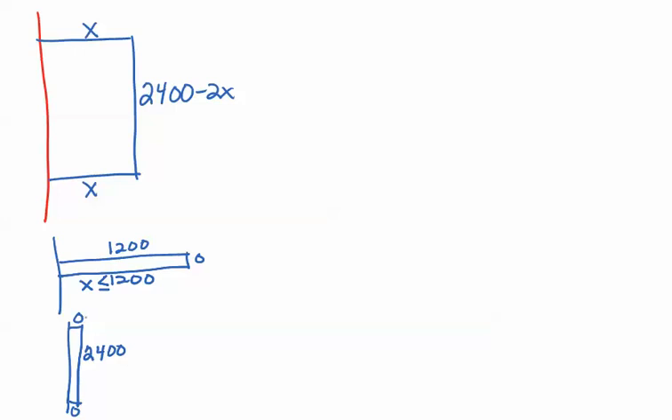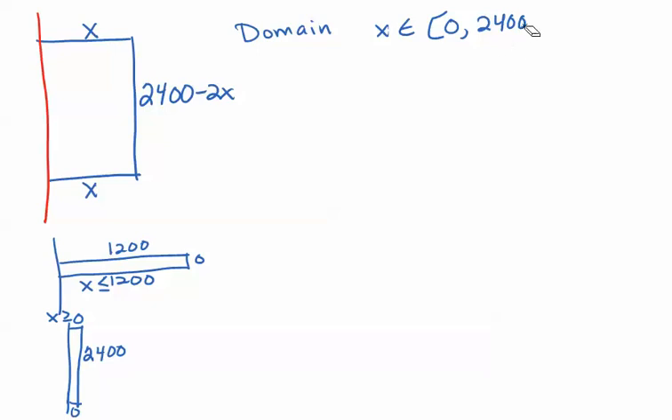and x could be as small as 0, or it could be up to 1,200 feet. So we actually know that we've got a domain here for x. So x is going to be somewhere in this interval from 0 to 1,200. Nope, sorry, not 0 to 2,400, it's 0 to 1,200. It's the x side we're interested in, not that vertical side.